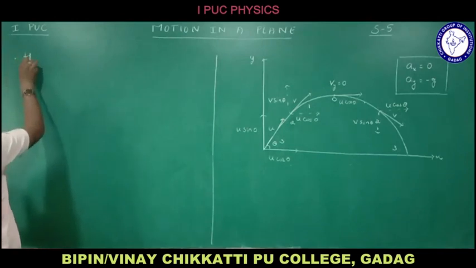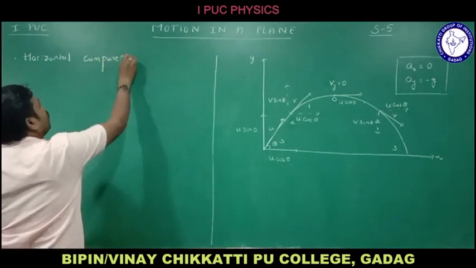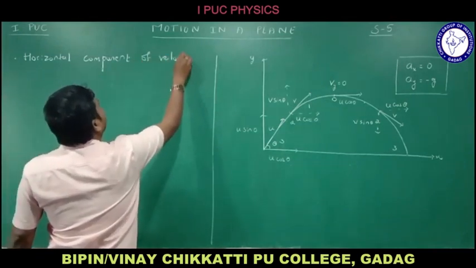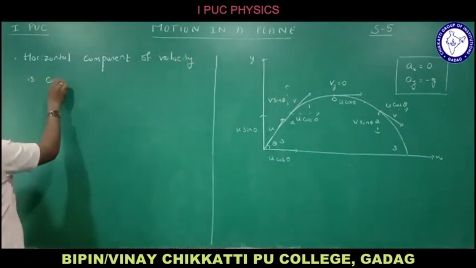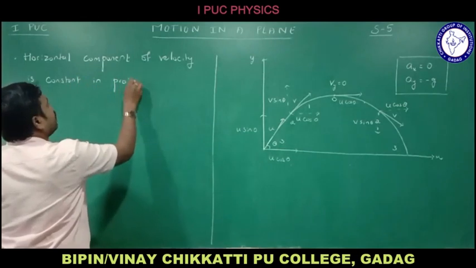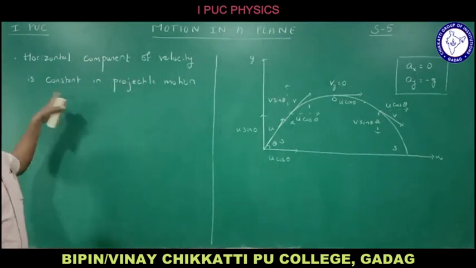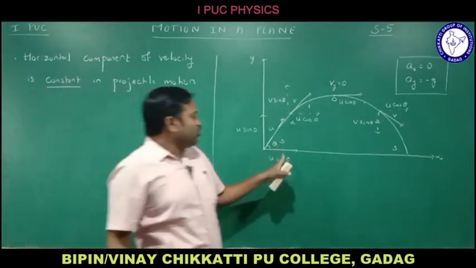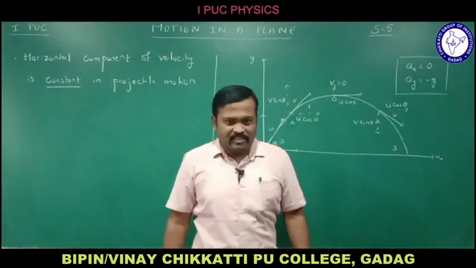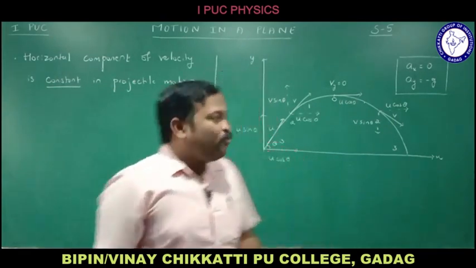The first point we need to remember is the horizontal component. What is the meaning of horizontal component? It is the component along the x-axis. Horizontal component of velocity is constant in projectile motion, in parabolic motion. This side component is constant. How much is that here? U cos theta, right? Which component of velocity is constant during projectile motion? Horizontal component. What happens to the vertical component?